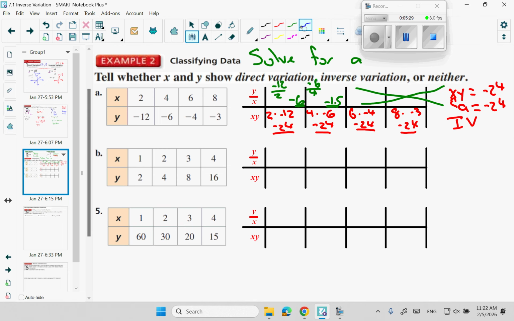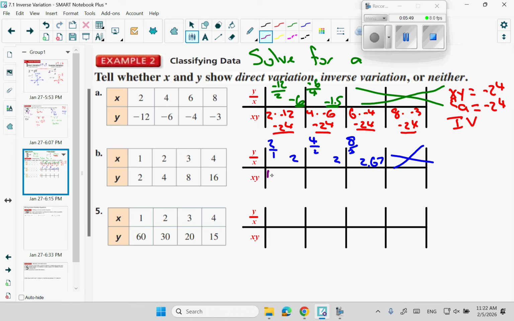Letter B, I would try the exact same process. So let's start with 2 divided by 1, that's 2. 4 divided by 2, that's 2. 8 divided by 3 in my calculator, that's 2.67. So I know that that's not going to be consistent.